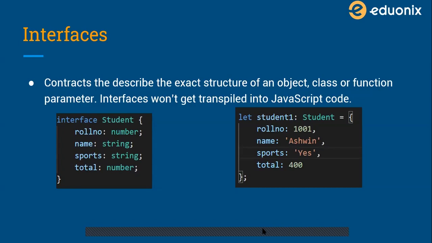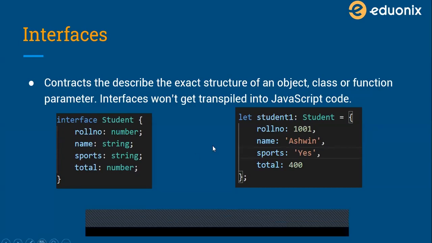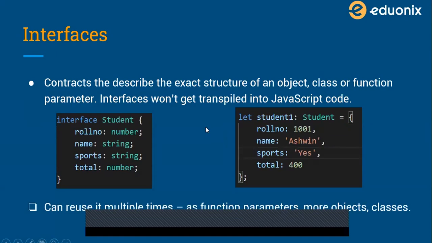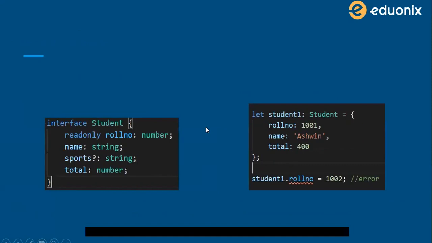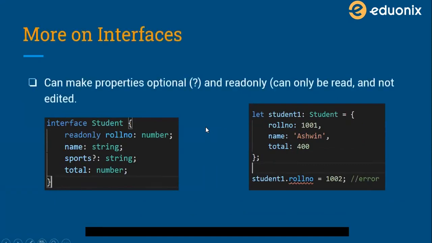You can apply it for function parameters, to multiple objects, to classes. Once we look at it, you'll know. That's the main difference, actually. So we'll look at that, and as I said, you can reuse it multiple times. And just like with your functions, you can make some of the properties in your interfaces optional. Okay, and you can make some of them read only.